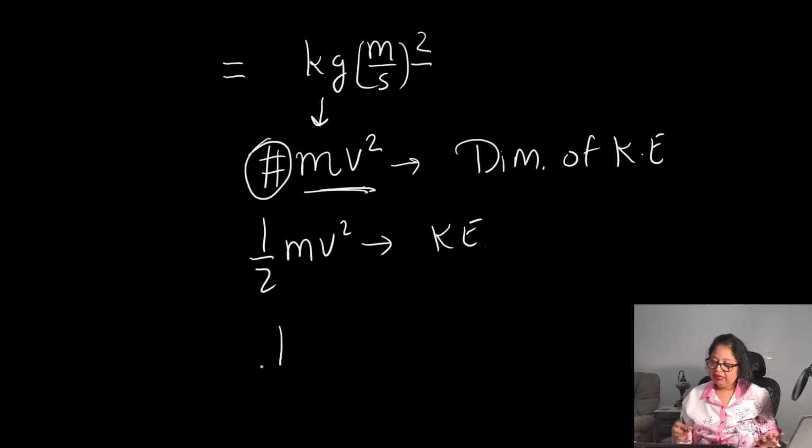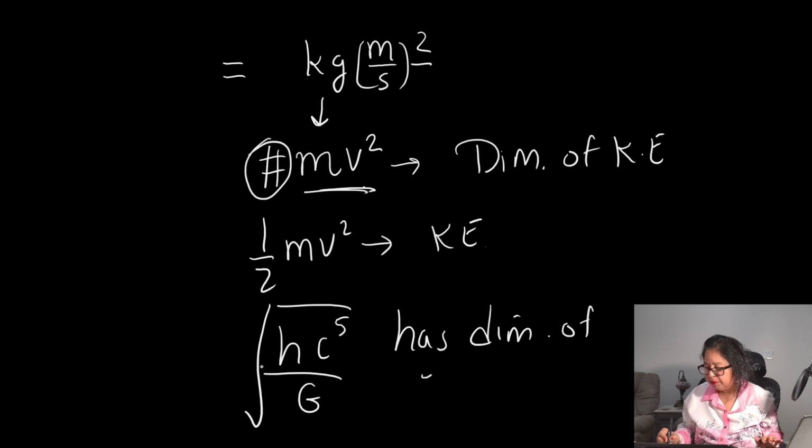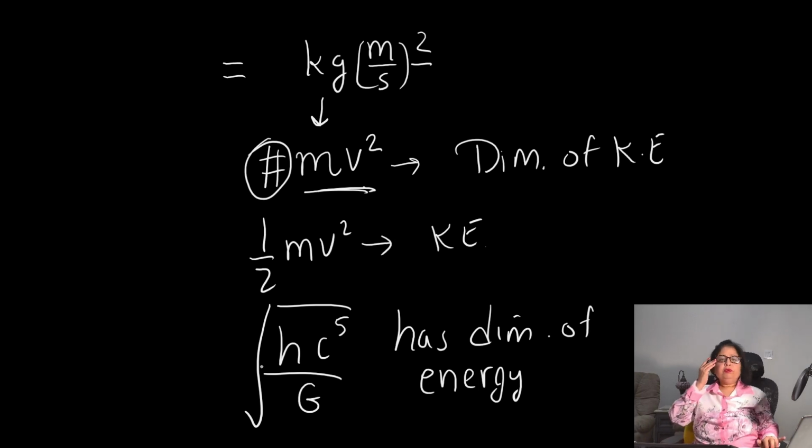So this expression h times c to the power 5 over g under the square root has dimensions of energy. So for some reason, this seems to be a very favorite question of DEE people. So make sure you get this question. It's very easy to do. Now, we did it using the units. If you wish, you could use the dimensional formulae.